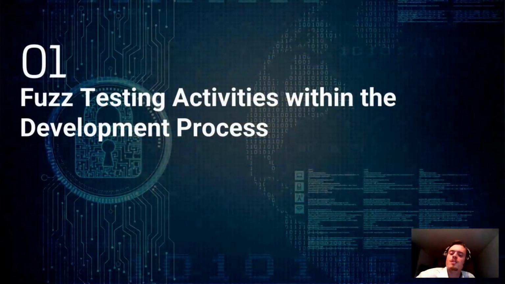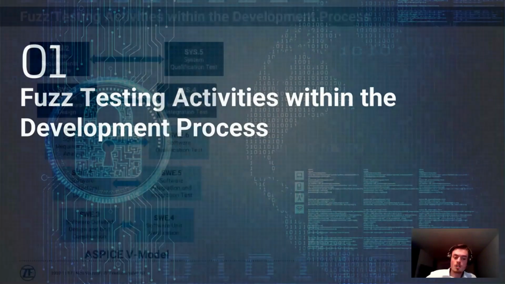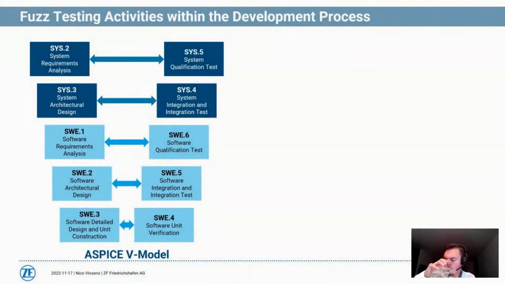So, starting with Fuzz testing activities within the development process. Maybe one of the most important takeaways from today is that Fuzz testing is nothing you can just do at the end of your development phase and then be done with it. For example, we see here the A-SPICE V model, which is commonly used for development. So it's not just that you would build your product and then after you're done with it, you start testing, but it's really that you need to apply Fuzz testing continuously from the beginning. So even at your software unit stage, you need to do it.